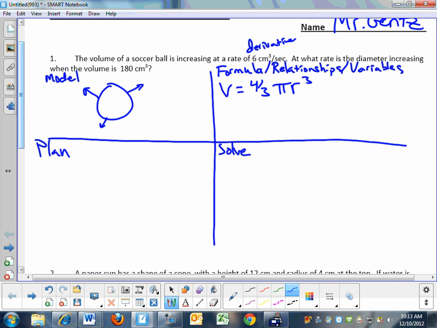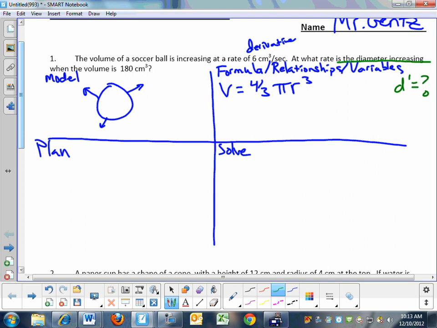This is, again, cubic centimeters per second. So when I take a derivative, you ask with what variable are you taking it with respect to, and that would be in respect to time. Now, we are wondering the derivative of the diameter. This is very important that you recognize this right now. At what rate is the diameter increasing? We are trying to solve for D prime. I'm just going to write that down.